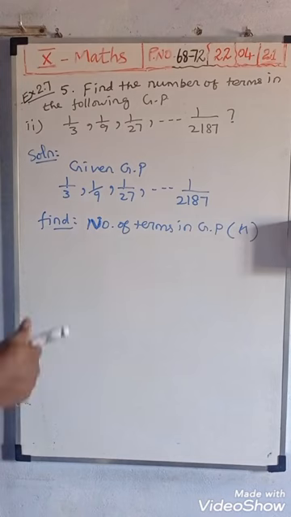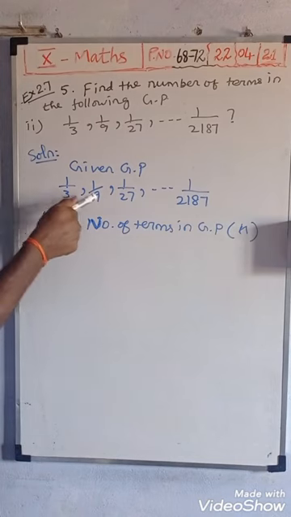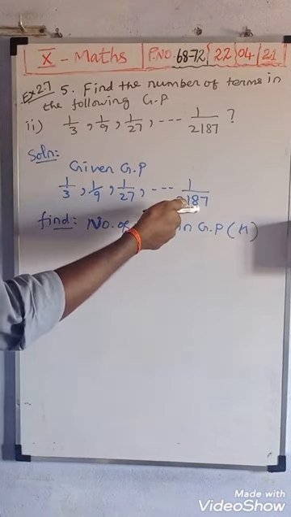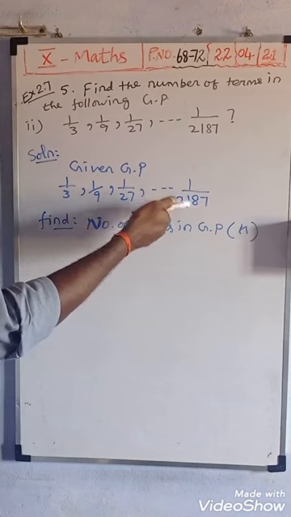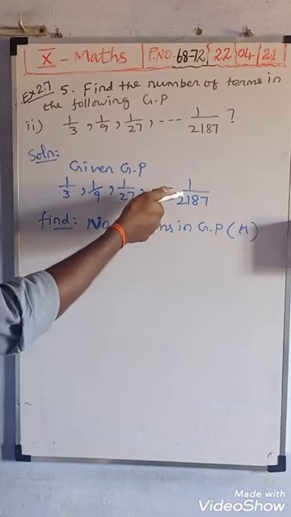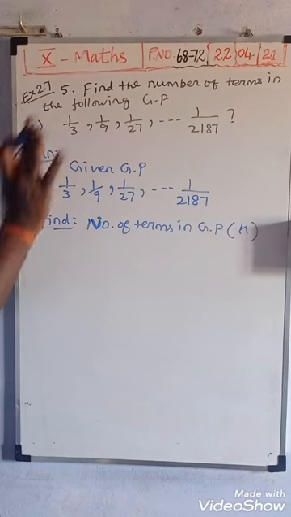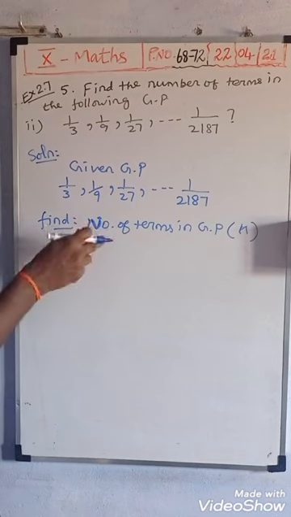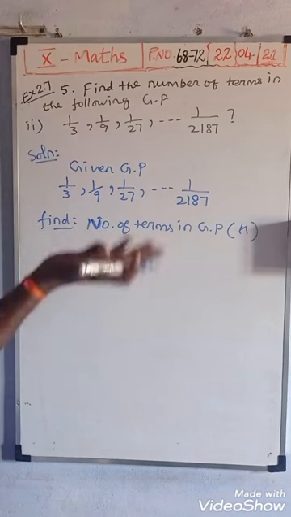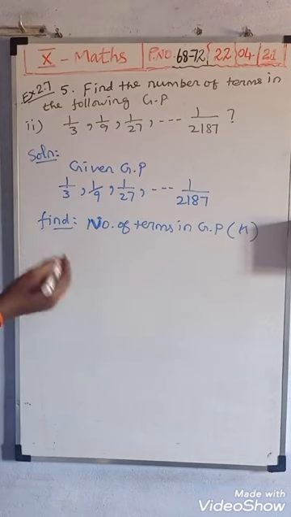This is term 1, term 2, term 3, up to the nth term, Tn. Consider the last term as Tn, because we do not know how many terms there are, and that is what we want to find. So the last one is considered Tn. Then the Tn formula we know.